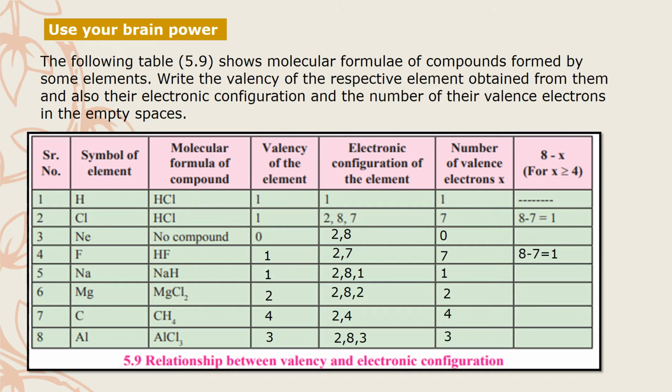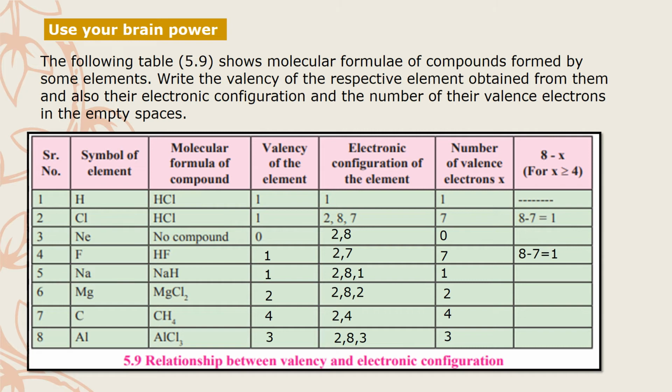Now neon, symbol is Ne. There is no molecular formula because it is an inert gas. Valency of the element will be 0 because the electronic configuration is 2, 8. So the number of valence electrons is 0. Why is valency 0? Because 8 minus 8 is also 0. Neon is an inert gas and has a completed octet, the valence shell contains 8 electrons. It will not take any electron or give any electron to another atom.